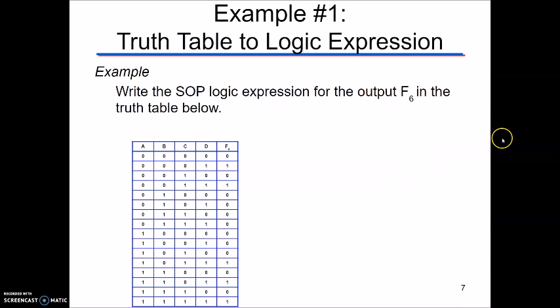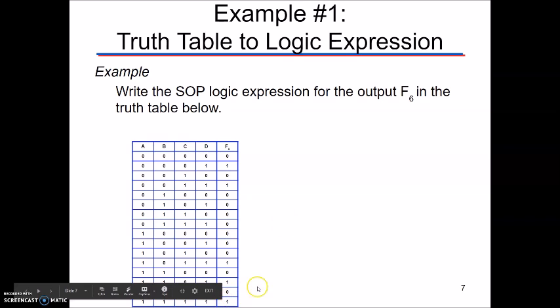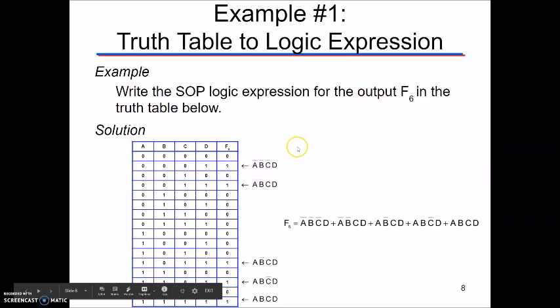So let's walk through this example. You're going to write the SOP logic expression for the output F6 in the truth table below. So the first thing you need to do is identify the different outputs that have a 1 listed in them. So we have 1, 2, 3, 4, and 5. So we have 5 different minterms that we're going to identify.